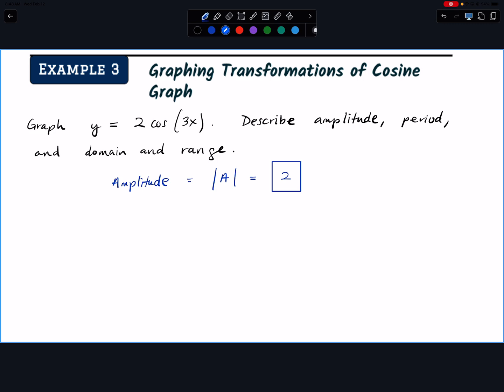Now, the period is not going to be 2 pi here because we have a multiplier in front of our x. Okay, so the period normally is 2 pi, right? So the formula to find the period is capital T is equal to 2 pi divided by, do you remember what the Greek letter was that we used for this number? Omega, good. So it's going to be 2 pi divided by 3.